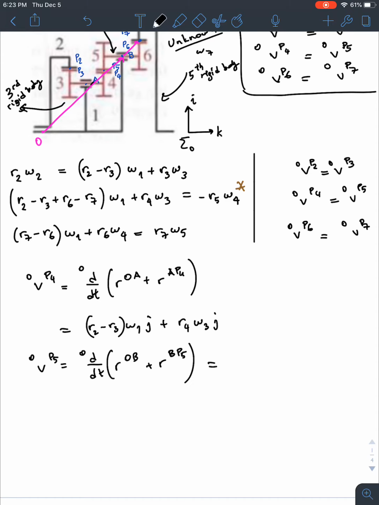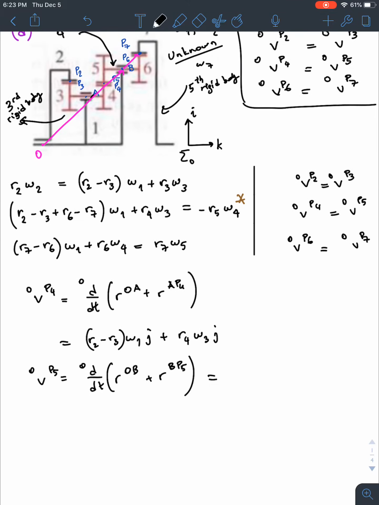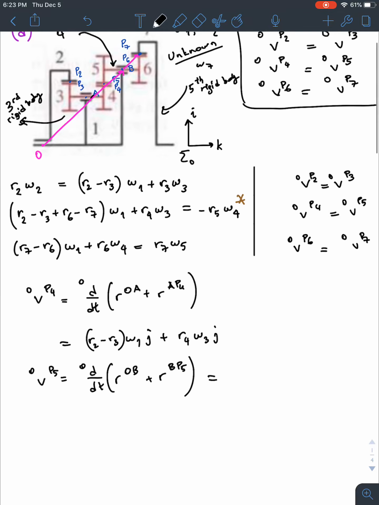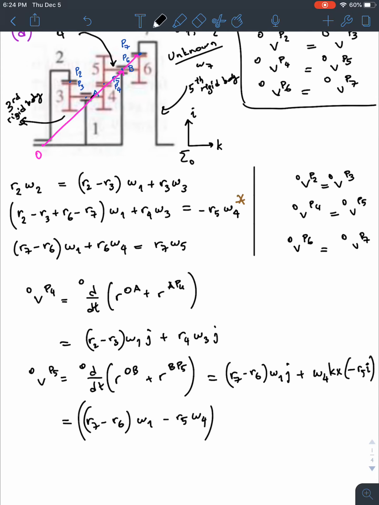Now the derivative in 0 of ROB was, what was it? It was, right, r7 minus r6 times omega 1 j plus, now the derivative of the vector that goes from B to p5 is actually the angular velocity of the fourth rigid body cross minus r5 in the I direction, because this vector actually is not going that way, it's going back down that way. So this would have to be r7 minus r6 omega 1 minus r5 omega 4 in the j direction.